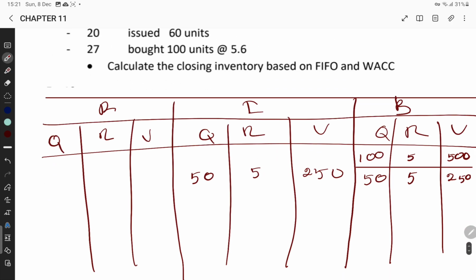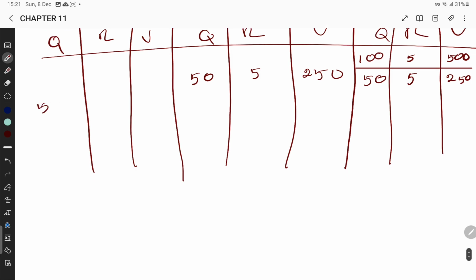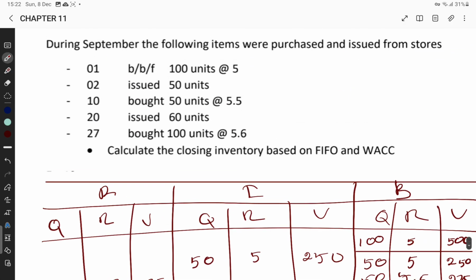Then we have purchased 50 units at the rate of 5.5, so 50 into 5.5 will be 275. I will copy paste this into the balance column. Now I will draw a line, but I'm not going to total anything. Why I'm not totaling is I want to keep it at 50 at 5 and 50 at 5.5, so that I know I have 50 units at the rate of 5 and 50 units at the rate of 5.5.